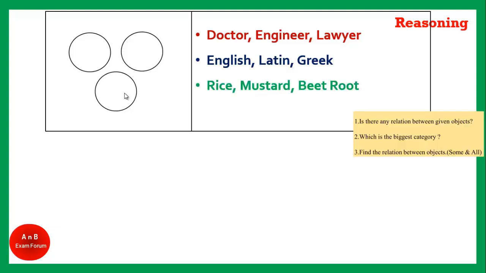You can try rice, mustard and beetroot. This is also very simple. And the last one is hockey, football and cricket. There is no relationship between hockey, football and cricket. Don't get confused that hockey, football and cricket all have a ball in them. No, you have to see the relationship between the given categories. Hockey cannot be football. With the help of hockey you cannot play football, right? And with the help of football you cannot play cricket, right? So there is no relation at all between these 3 objects.